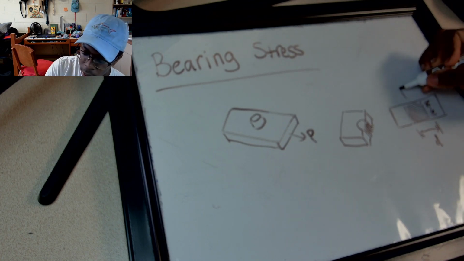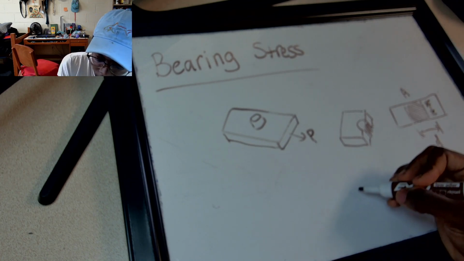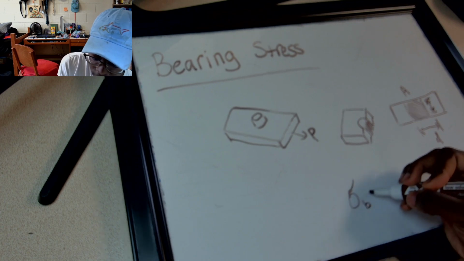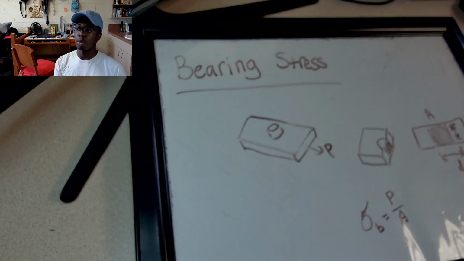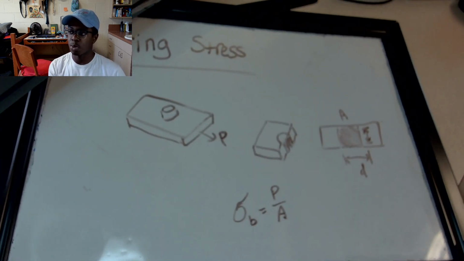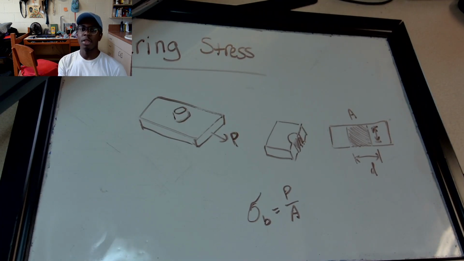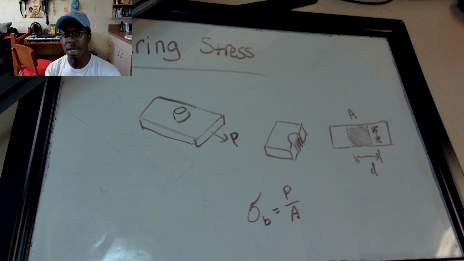So now we have our area, we have our P, bearing stress is P over A. That makes our problem a lot easier than it would have been otherwise. So that's why we take the projected area in those situations. I hope this made sense.